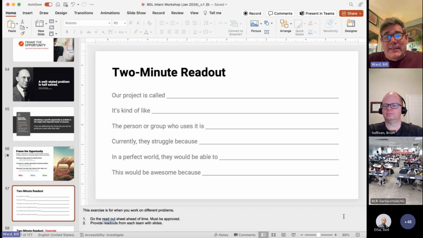So to get to that, we need to really define our problem. We use the 2-minute readout as a very, very fast elevator pitch that helps us get to what it is that we have to solve for. What do we think this is about? And let's get this validated with our group. So we start out with our project is called, and we just give it a name, like a project name to start it out. And this part is kind of like an analogy.